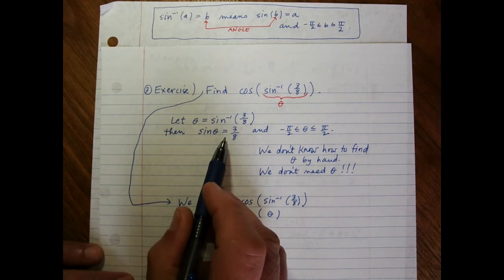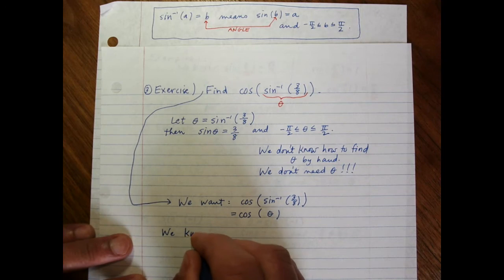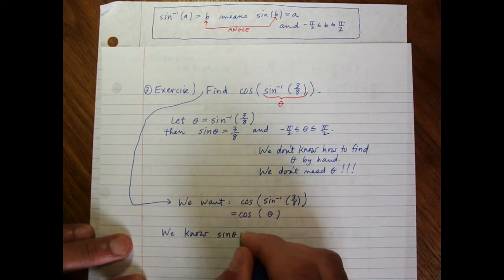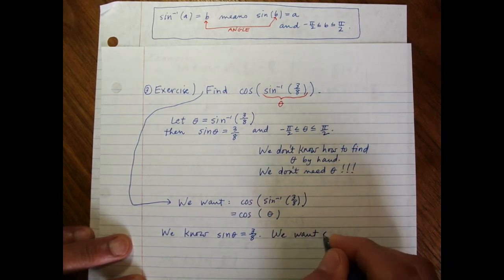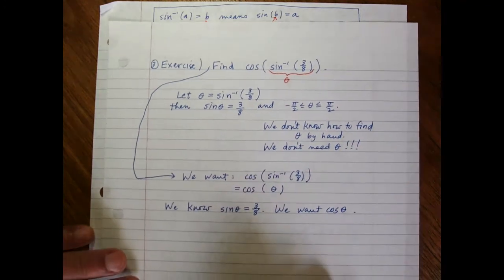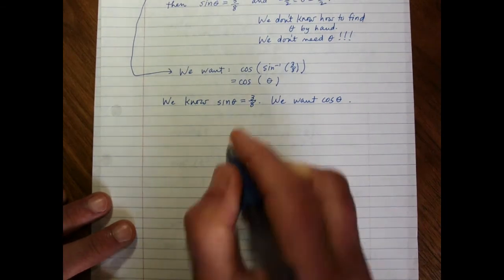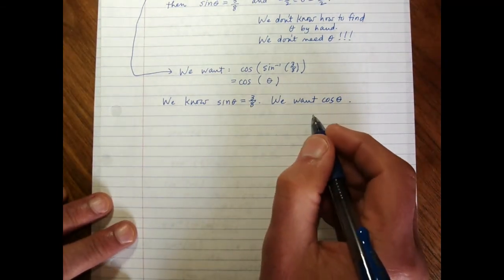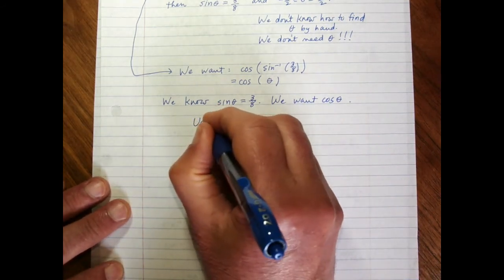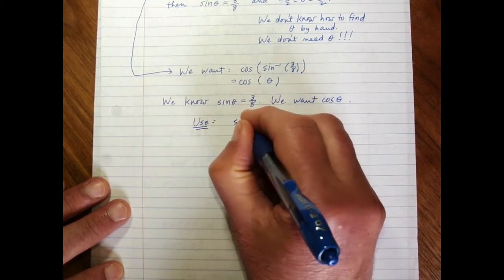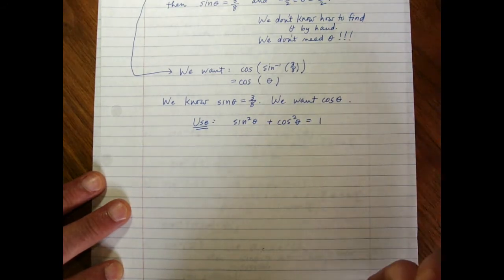We know what sine theta is. We want to find cosine theta. We know sine theta is 3/8. We want cosine theta. This is an important kind of problem that I think we've seen before, but we're going to see it more and more often. We got to know how to work this by hand. And we can do it by using the most famous trig identity: sine squared theta plus cosine squared theta equals 1. We have to pull this out of our back pocket.